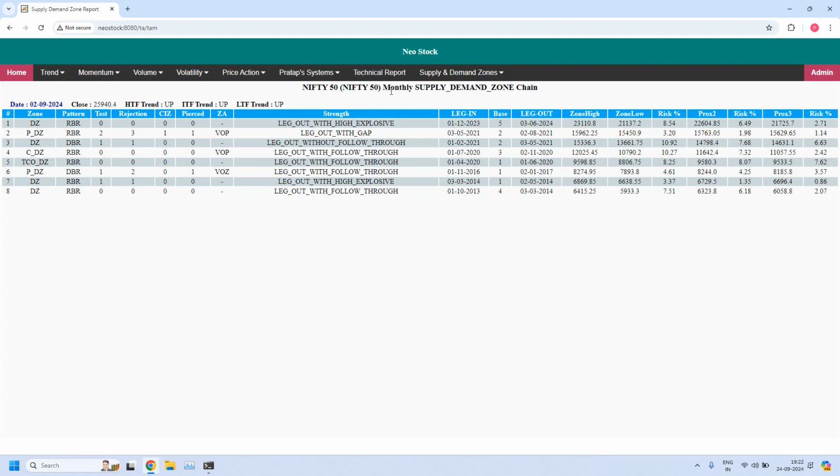And also, whichever time frame you select, for example here I selected monthly, that time frame trend is considered as the LTF trend. And one more time frame higher, that is, above monthly is quarterly. So quarterly is ITF. Again, above quarterly is yearly, that is the HTF. This is the way you have to understand for the rest of the reports.